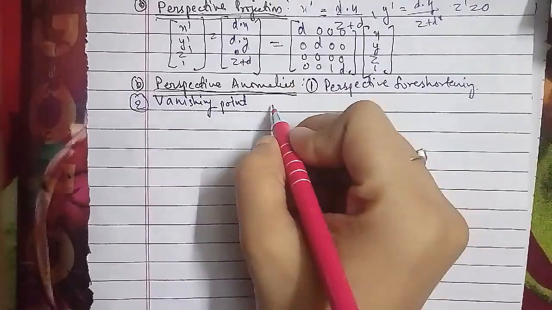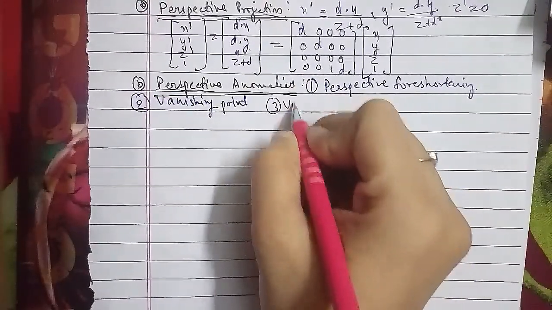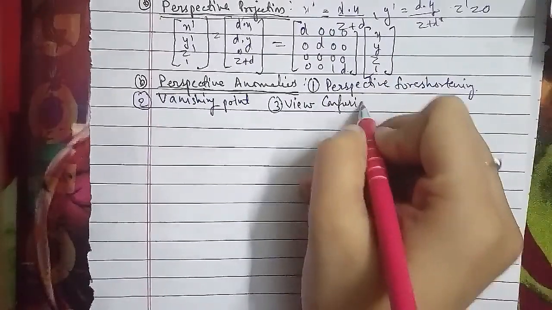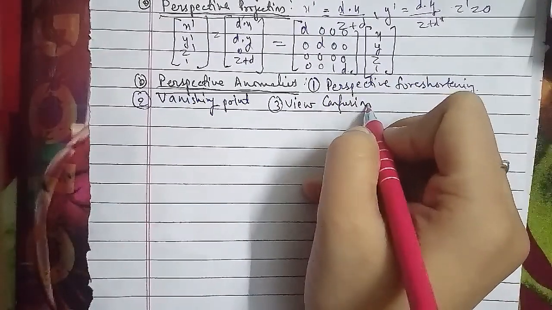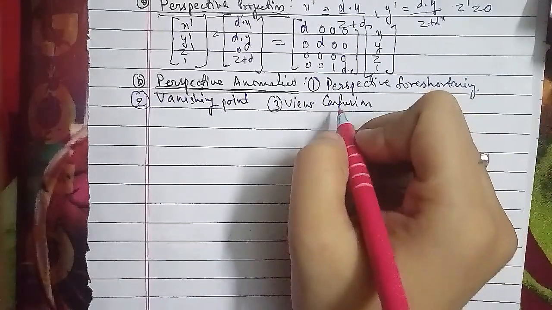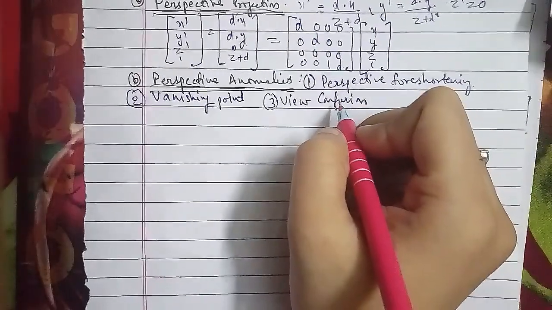The third we have is view confusion. In view confusion, the object behind the center of the projection is projected upside down and backward onto the view plane.